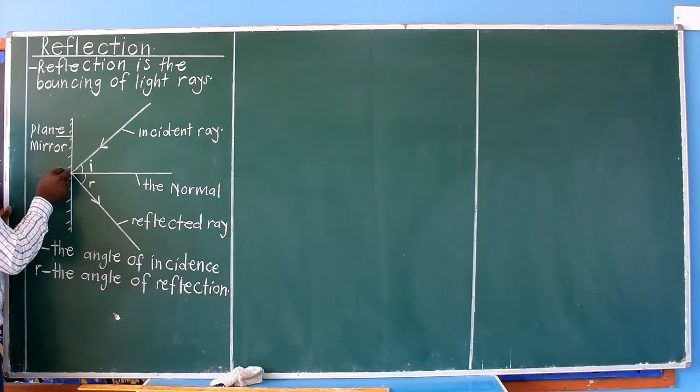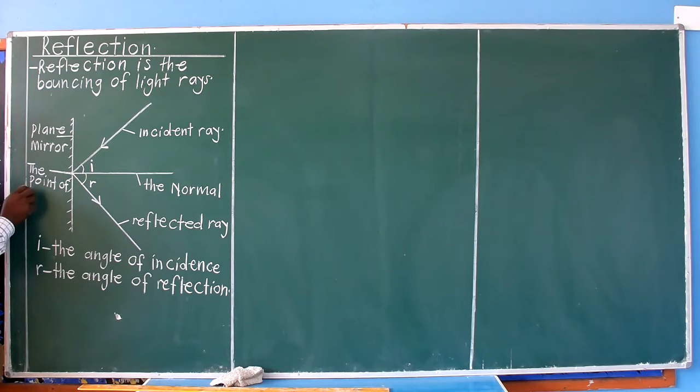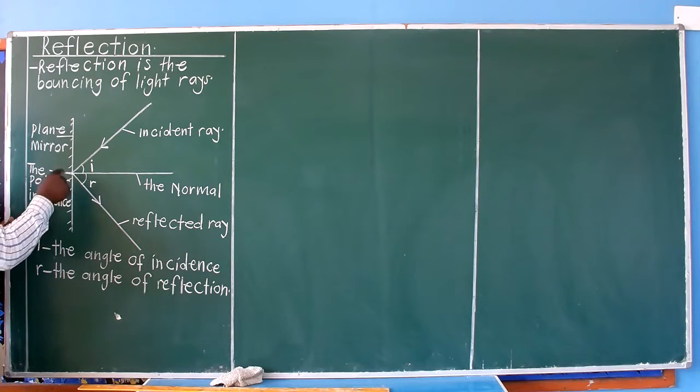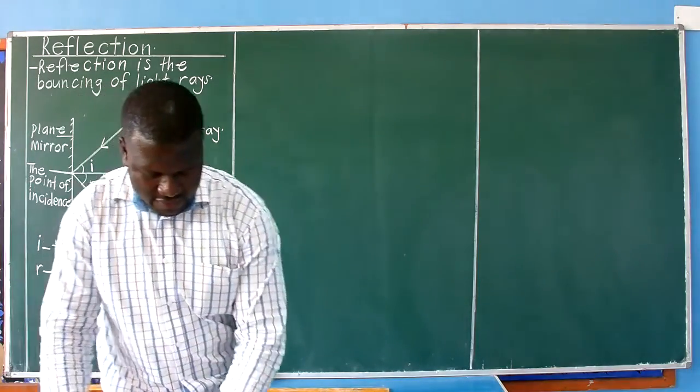Then this point is called the point of incidence. The point of incidence is the point where the incident ray, the normal, and the reflected ray meet.